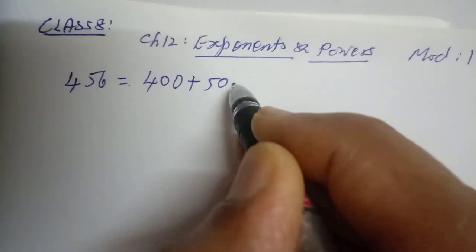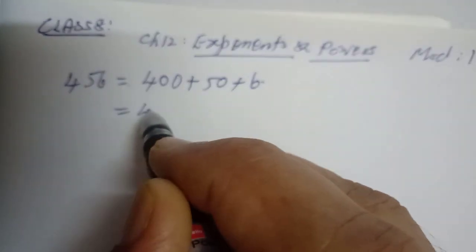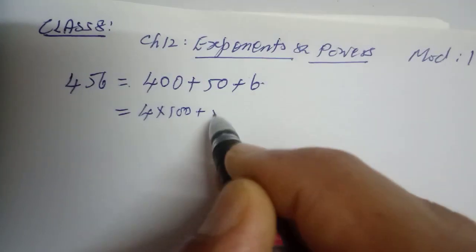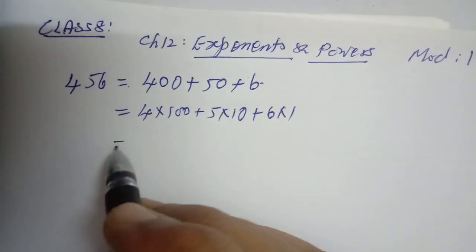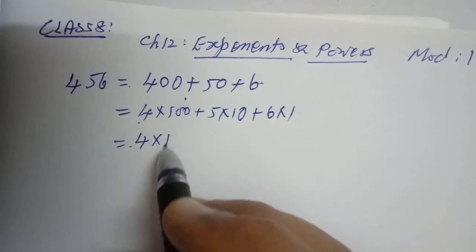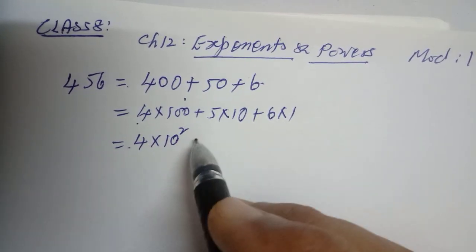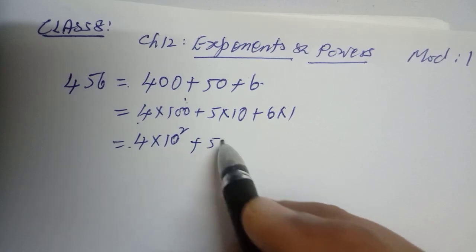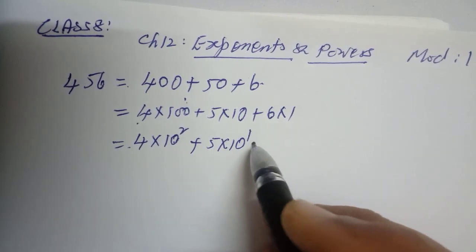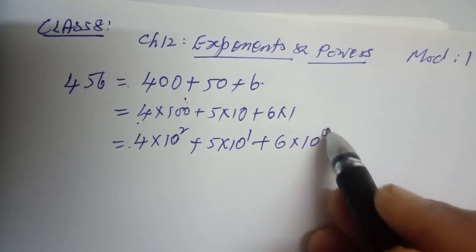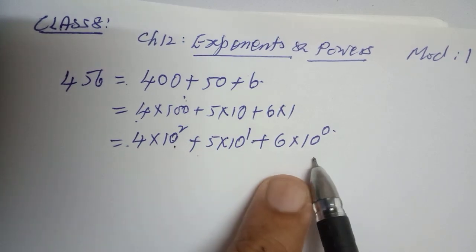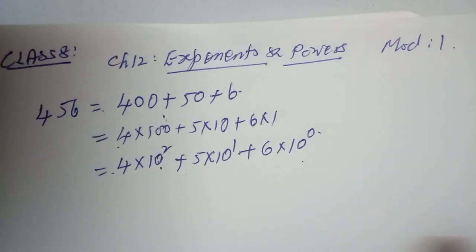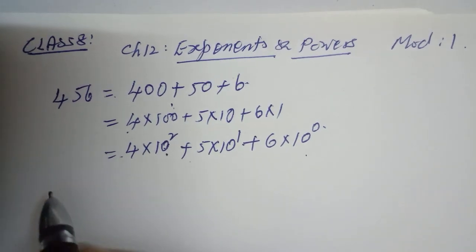So this one can be written as 400 plus 50 plus 6, that is 4 into 100 plus 5 into 10 plus 6 into 1. Correct? Now, 4 into 10 square, because 100 can be written as 10 square, 10 tens are 100, plus 5 into 10 to the power of 1 plus 6 into 10 to the power of 0. We have read about these in our last class.